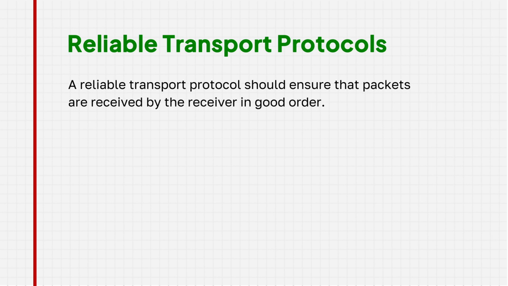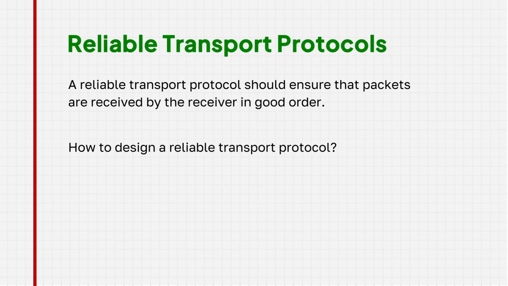You don't want a video with A, B, C, D suddenly being received as E, C, D, B, A and shown to the users like that. So we want to ensure that this protocol will make sure the packets are received by the receiver in the correct order. Now, how can we design a reliable transport protocol? Anyone can give ideas on how we can design?